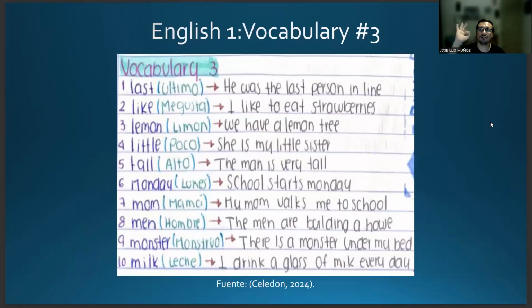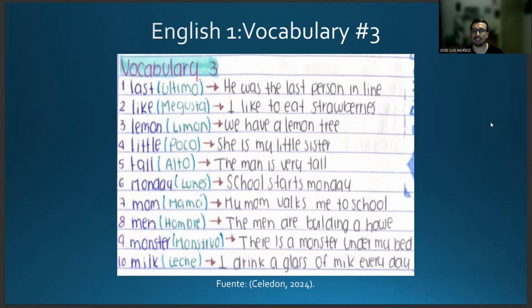Here you have the third English vocabulary. The first one we used: last, último. He was the last person in the line or in the queue, like in British English, you know. Number two, like. I like to eat strawberries. Number three, lemon. We have a lemon tree, like the song, the lemon tree, you know. Then you have the four, little. She's my little sister. Number five, you have tall. The man is very tall.